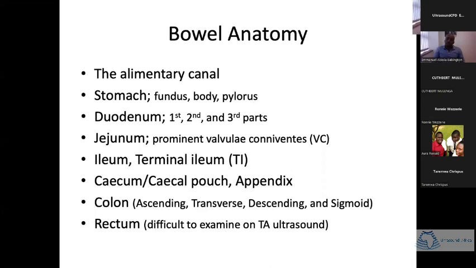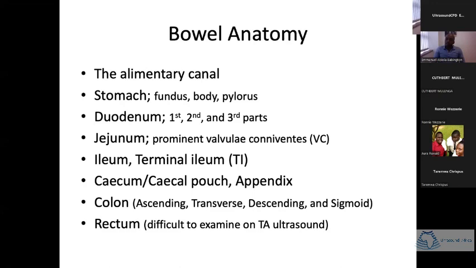The jejunum is more identifiable on ultrasound because it has an increased number of valvulae conniventes in comparison to the ileum. So you tend to recognize the jejunum because you can see more valvulae conniventes. It's a very distinctive feature in recognizing jejunum on ultrasound. Now the ileum, so the jejunum continues as the ileum, then you have the distal ileum that ends at the terminal ileum.